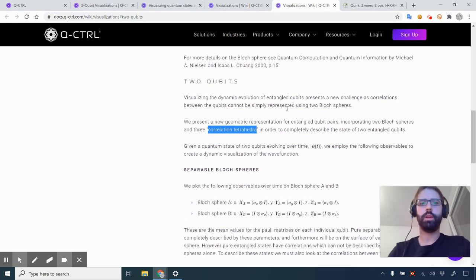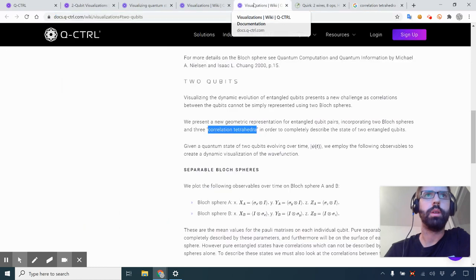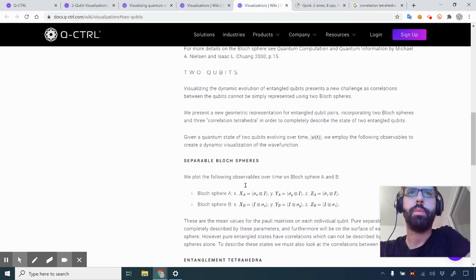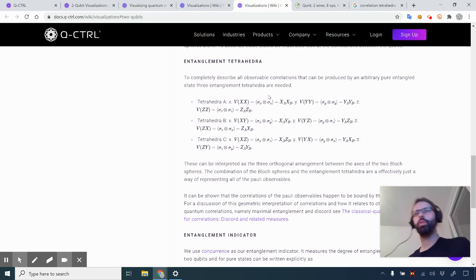So, is this like a thing? No, it doesn't look like. Separable Bloch spheres, entanglement tetrahedra, to completely describe the observable correlations that can be produced by an arbitrary pure entangled state. Three entanglement tetrahedra are needed, A, B, and C. So this is the... Okay, so I don't know what this means. The minus XA and XB. Minus YA, YB. I don't know what this minus here means, but this can be interpreted as three orthogonal arrangements between the axes of the two Bloch spheres.